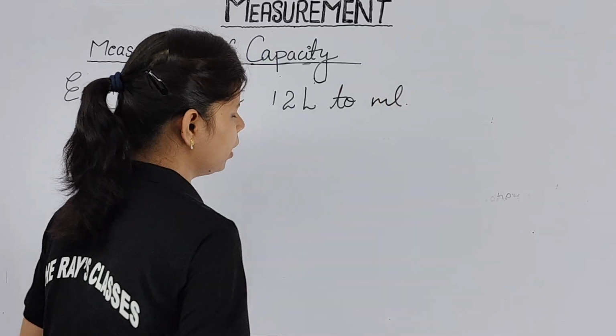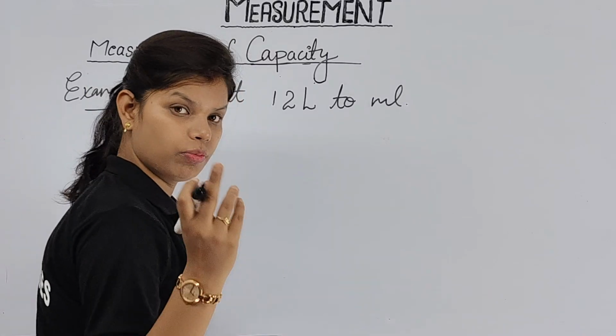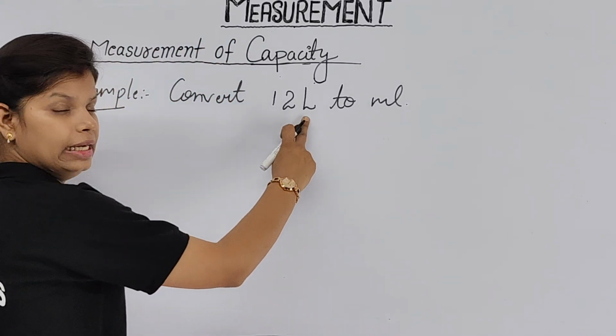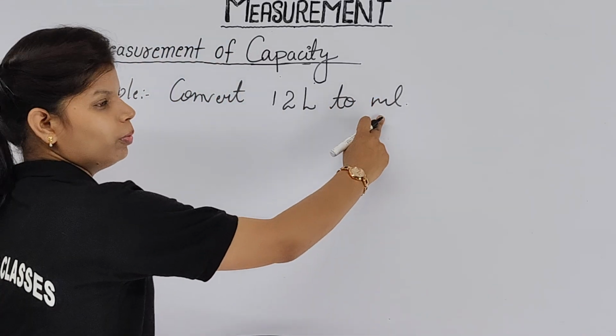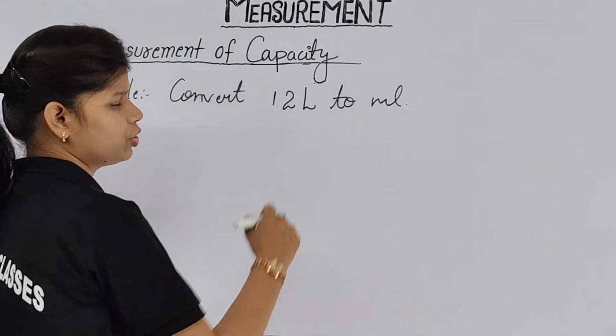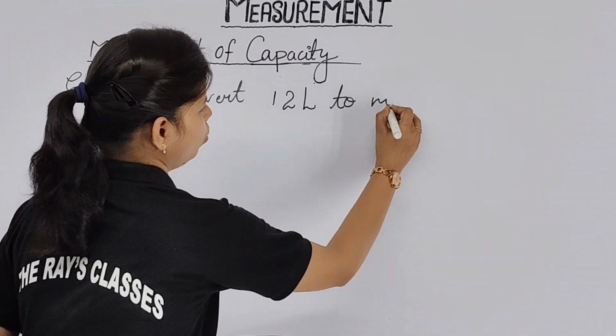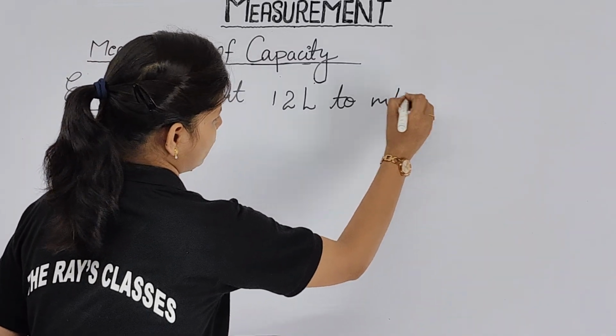You can notice it here again and again. I am using only the short form to make you understand what the short form is. This is liter, L-I-T-R-E. This will be your milliliter. Most of the time you are confused in writing the spelling as well. That's why with the short form, it's easy for you to avoid your mistakes as well.